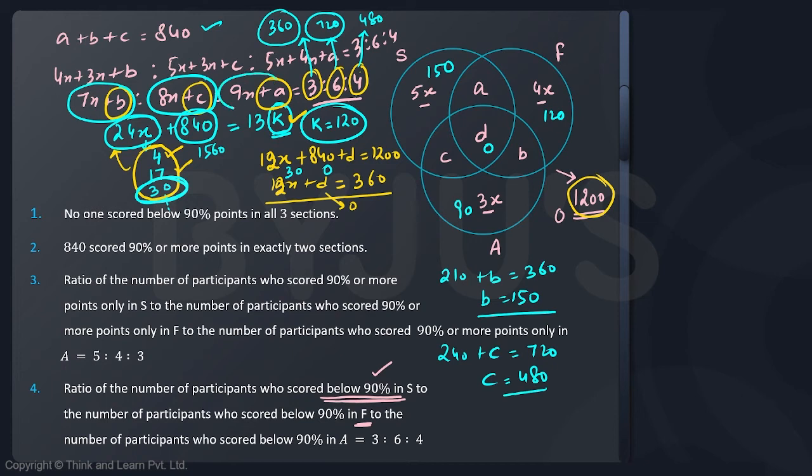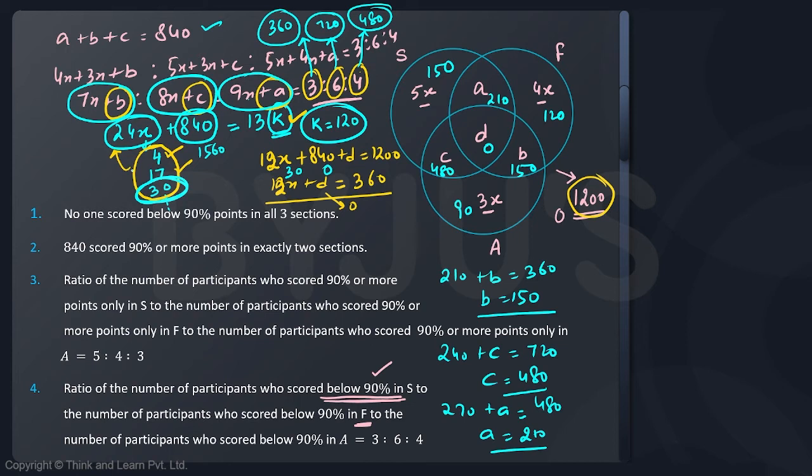And similarly, 9x plus A is 480, but x is already 30. So it becomes 270 plus A is equal to 480. So therefore, I can say A is equal to 210. So from there, I'll get the value of A as 210, the value of B as 150, the value of C as 480, and I get one complete Venn diagram.